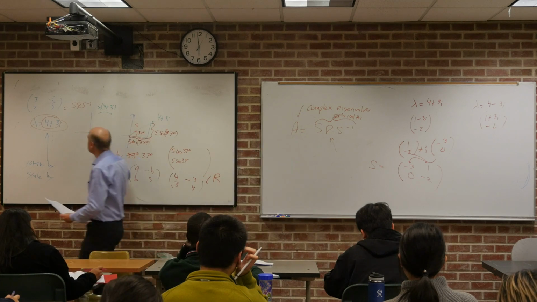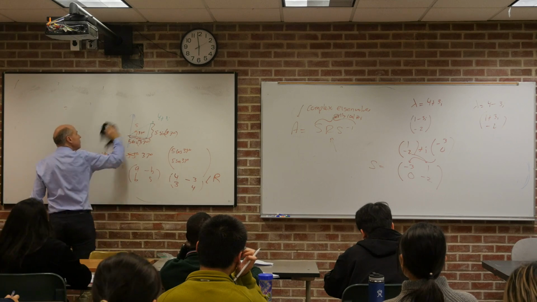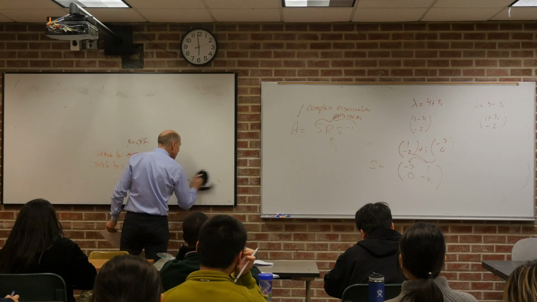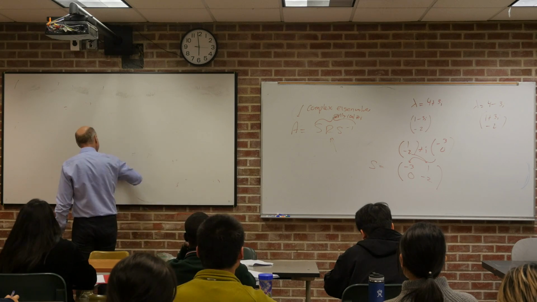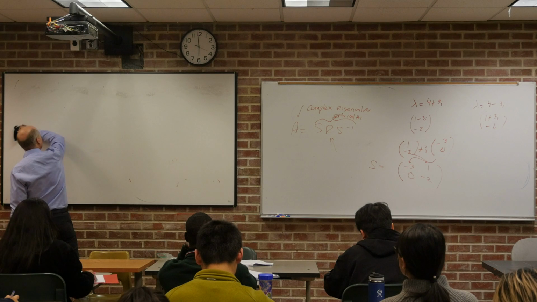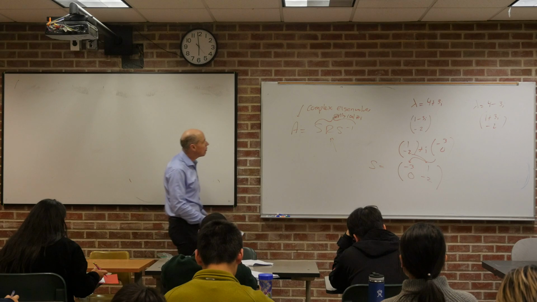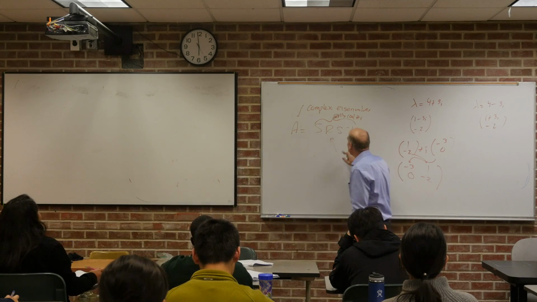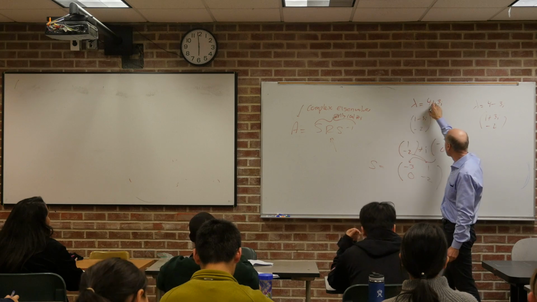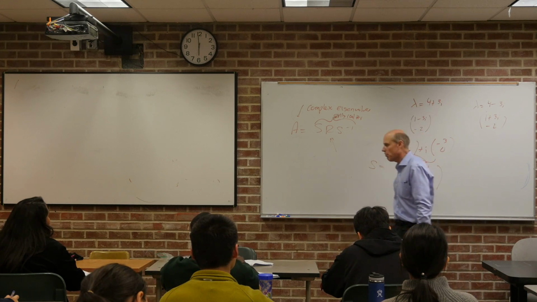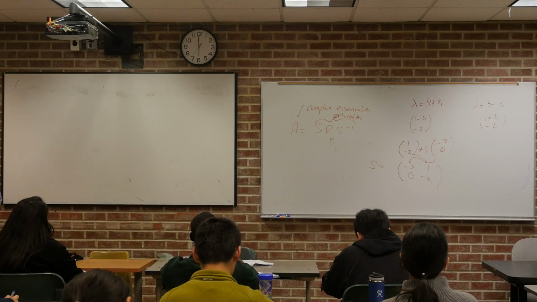So, let's do another one. The key idea here is you want that middle matrix to have a nice structure, and you want everything to be a real number. And the key idea is recognizing that multiplying by a complex number is just a rotation and a scaling, and you can do that with a matrix.